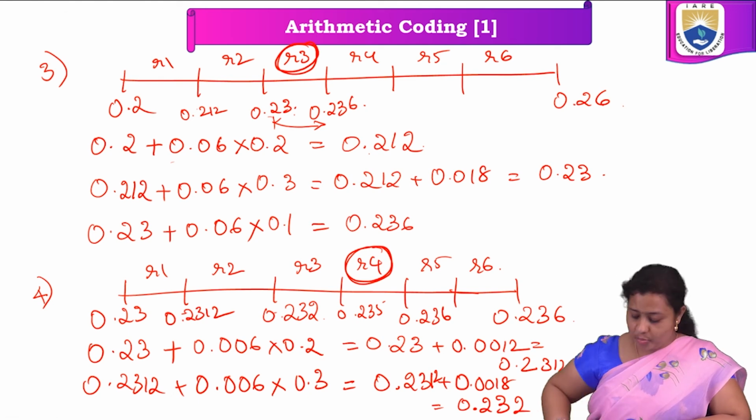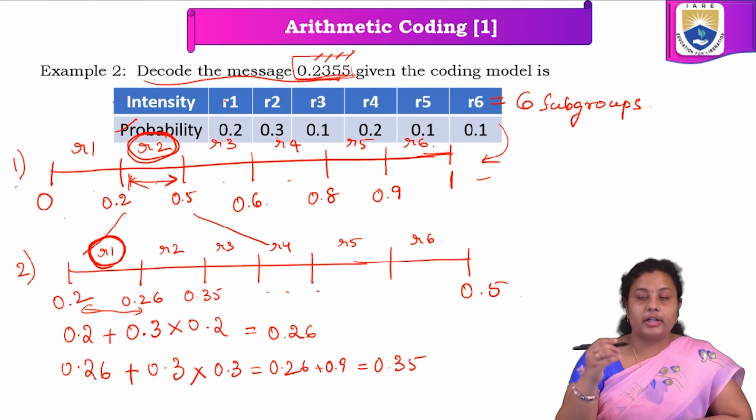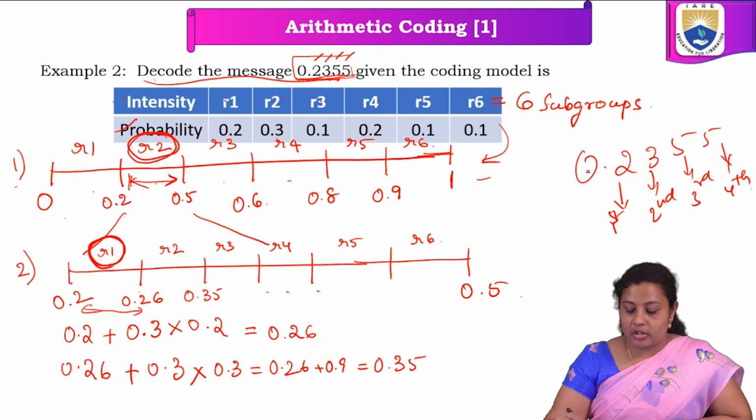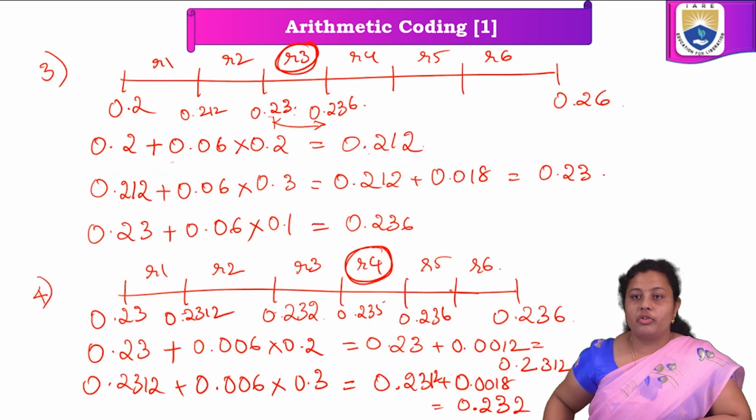So how many stages do I have to go beyond like this? That is given by the number of decimals that we have. We have the decimal value 0.2355. So how many stages? First stage, second stage, third stage, and my fourth stage. The number of digits that exist after the decimal point gives the number of stages that I have to follow. I have 4 here, so we will stop at my fourth stage.